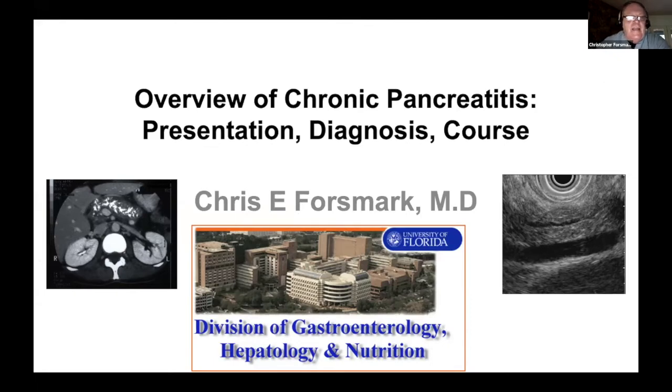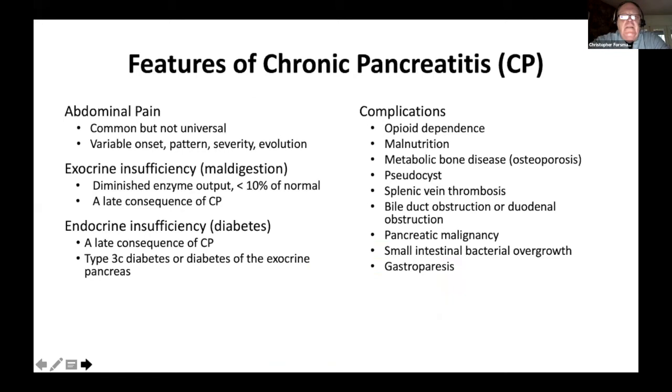This is just an example of a CAT scan on the left with very dense calcifications in a patient with long-standing chronic pancreatitis, and on the right, an endoscopic ultrasound image of a patient with far less advanced chronic pancreatitis. Let's see if I can get the slides to advance. So this is just a summary of the variety of ways that a patient with chronic pancreatitis might present for evaluation, the common features and some of the complications.